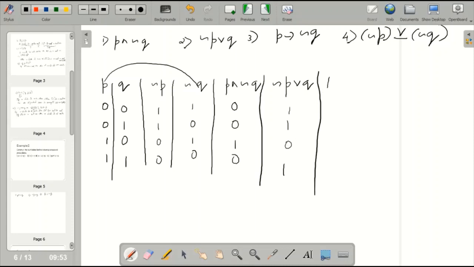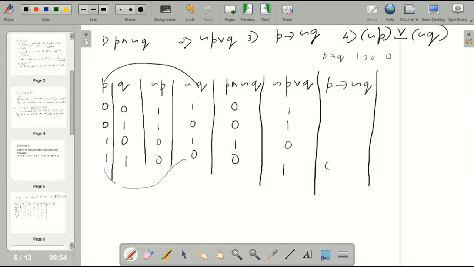Next one is P conditional negation of Q. What is happening in P conditional negation of Q? You know in P conditional Q, when it is 1, 0, it is 0. 1 conditional 0 is 0. In the rest of the cases it is 1 itself. So check here: 0, 1 means it is 1 itself. 0, 0 is also 1 itself. 1, 1 means 1 itself. And 1 and 0 will always give you 0.